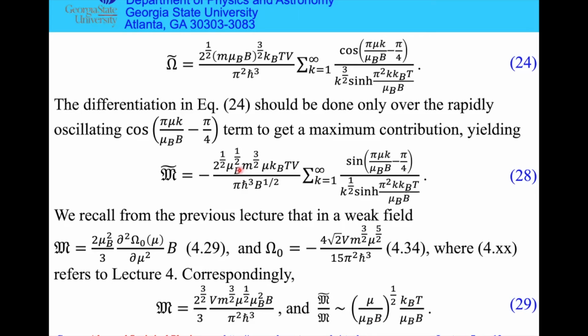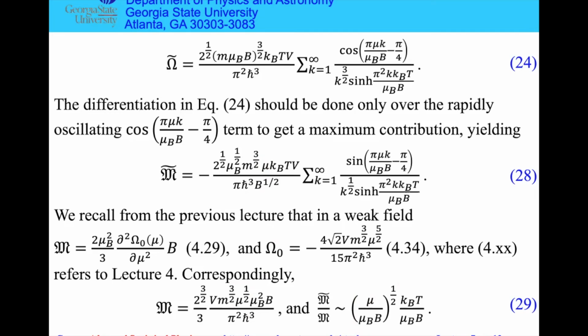Mu B comes to the power 1/2 in the numerator. Mu B will be in the denominator to the power 3/2, so this is 1 and 1/2. And mu is to the power 1/2 in the numerator, because here mu is to the first power in the numerator and 1/2 in the denominator. So all other coefficients cancel, or are numerical coefficients that I'm not interested in.